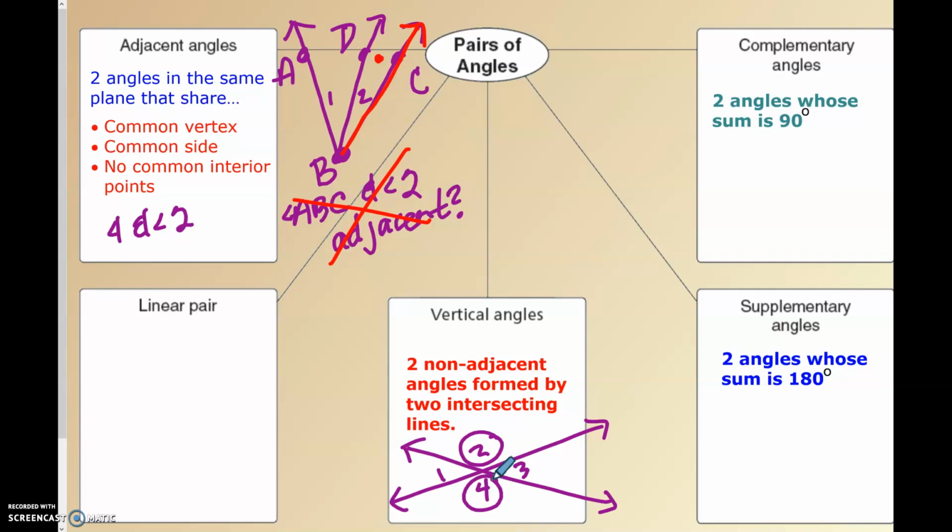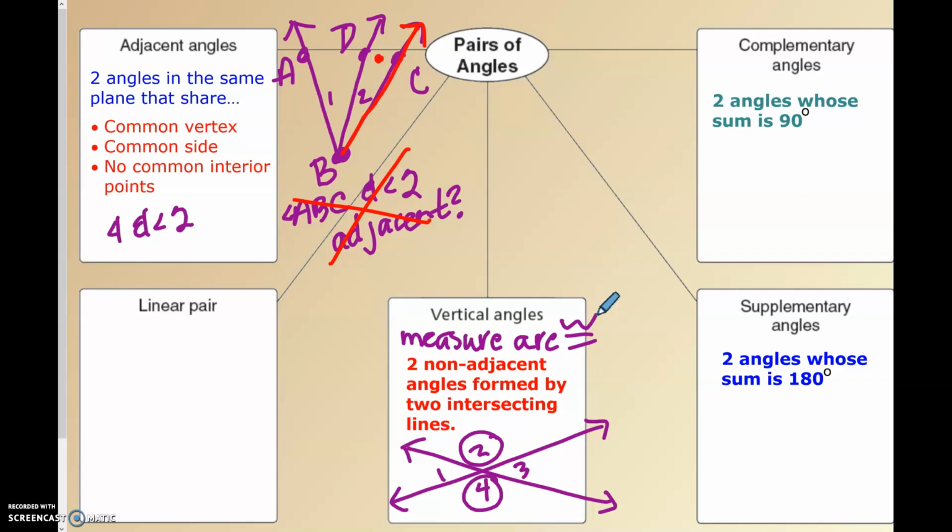And one thing we know about vertical angles is that their angles are congruent. So their measures are congruent. Okay, that's a big thing. We're going to use that all year long. That vertical angles, their measures are congruent.